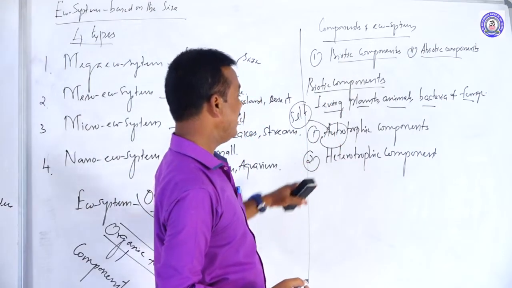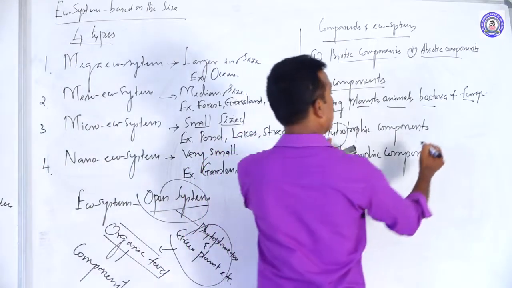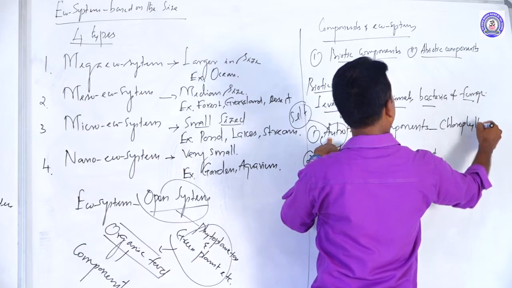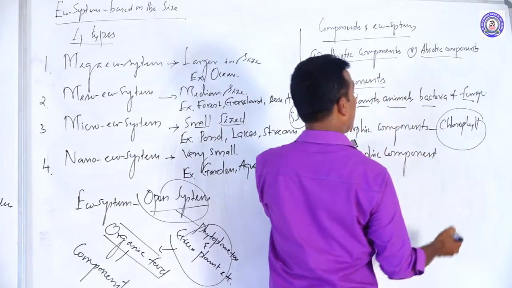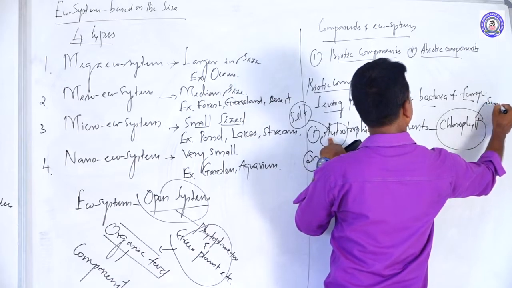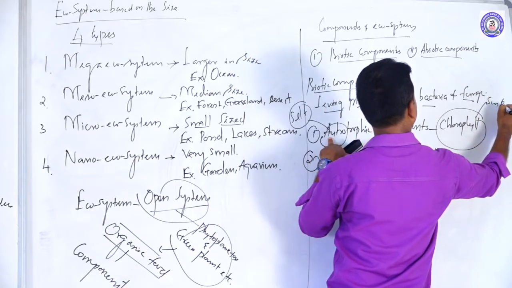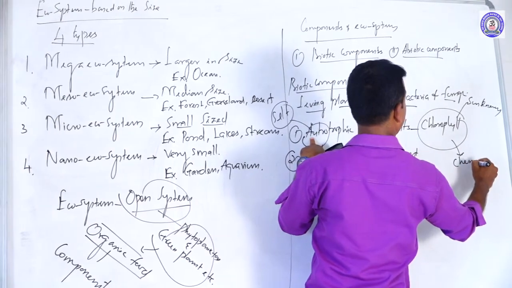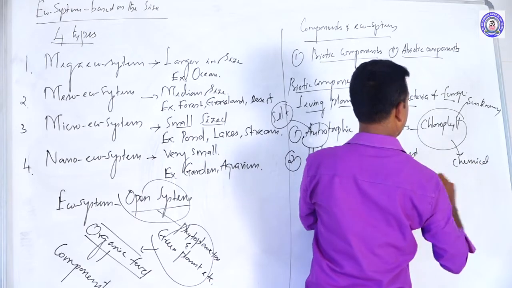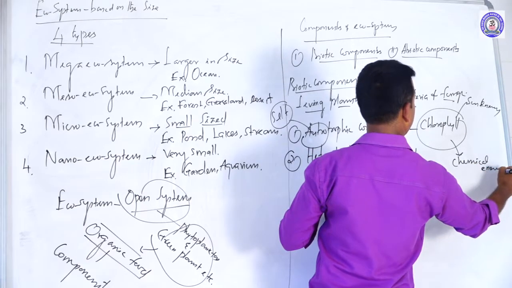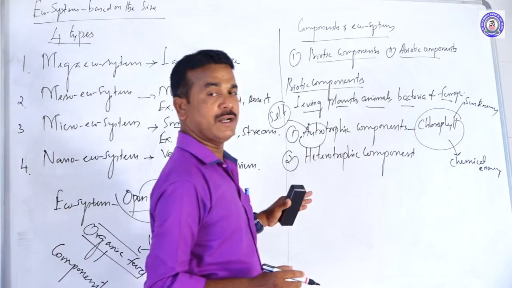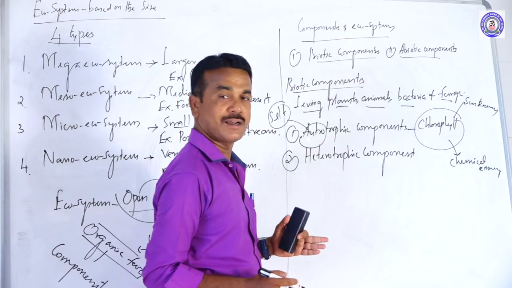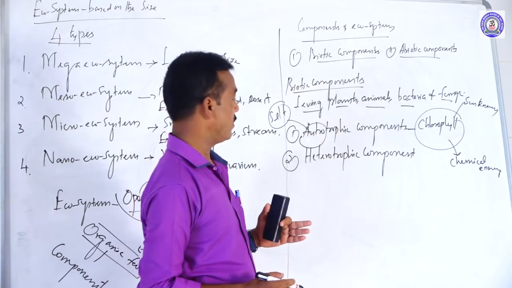These kinds of organisms have chlorophyll molecules. The chlorophyll molecule traps solar energy, or sun energy. That energy is converted into chemical energy. So there is no dependence on any other organism. That's why it is called the autotrophic mode of nutrition.